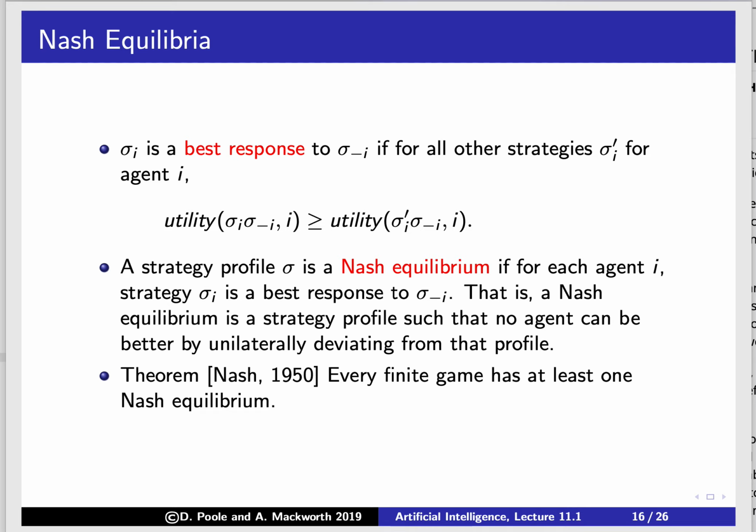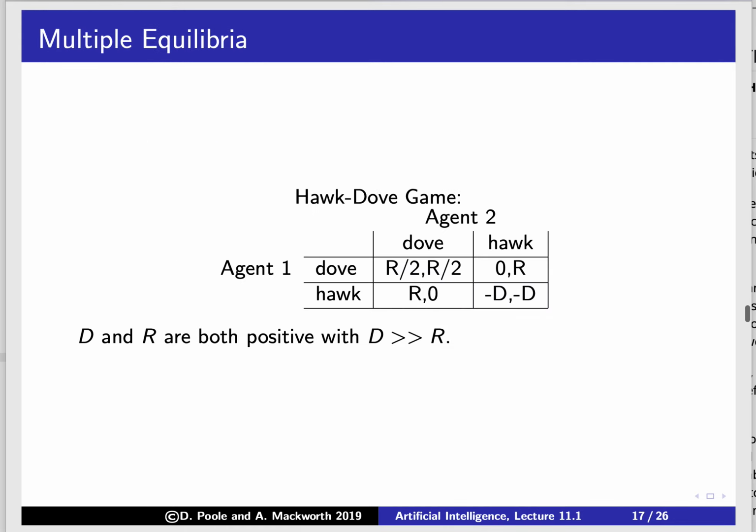It seems like a reasonable thing to do, so you don't want to have something you're going to deviate from. And it's one of the few situations where one always exists, and that's important for a lot of theoretical understanding of games. It turns out Nash equilibria have been very influential in the development of games and economics. Alright, so it turns out there can be multiple equilibria.